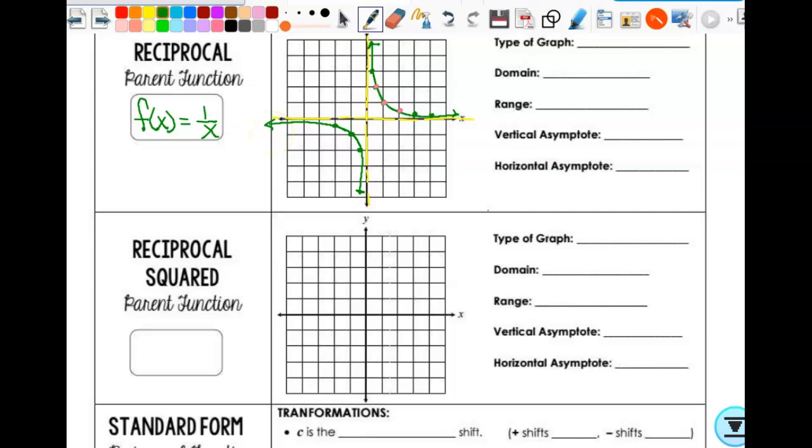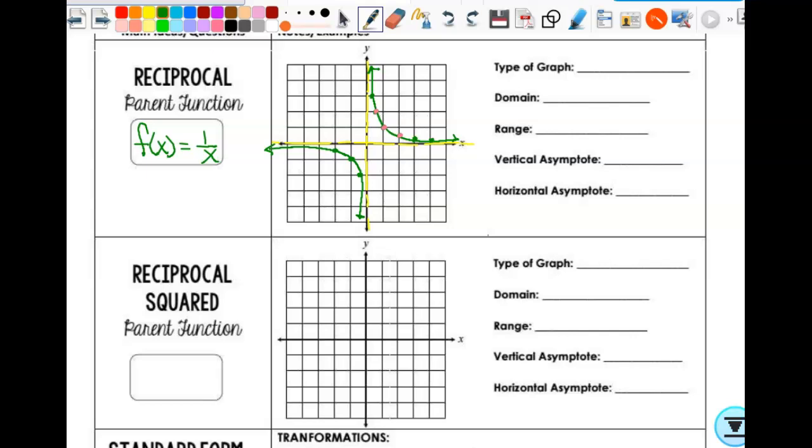Everybody understand what's going on here? So this is our reciprocal function, 1 over x. The type of graph, yes, it's a reciprocal function, but that's not what we put here. This is a rational function because I have variables in the denominator. I don't have any in the numerator, and that's okay. We don't have to, but they have to be in the denominator.